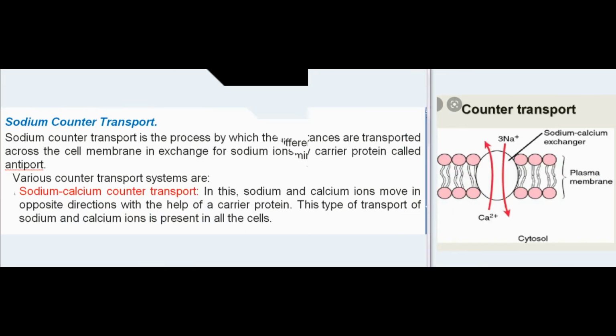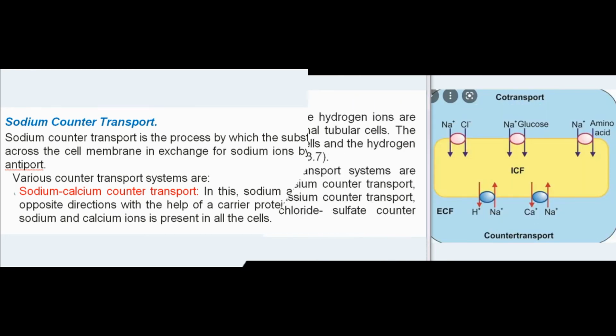tubule. Sodium countertransport. Sodium countertransport is the process by which the substances are transported across the cell membrane in exchange for sodium ions by carrier protein called antiport. Various countertransport systems are: sodium-calcium countertransport. In this, sodium and calcium ions move in opposite directions with the help of a carrier protein. This type of transport of sodium and calcium ions is present in all the cells.